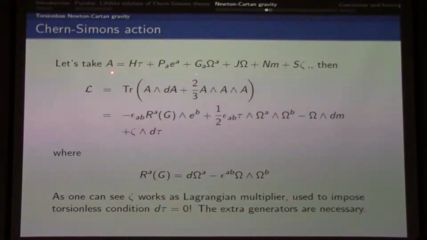So let's take the gauge field taking values in this extended algebra. I put everything into it and write down the action in first-order form. As you can see, the extra generator you added has a gauge field zeta corresponding to it, and this zeta works as a Lagrange multiplier for this equation. So it imposes the torsionless condition d tau equals zero. So this theory should be equivalent to torsionless Newton-Cartan gravity.